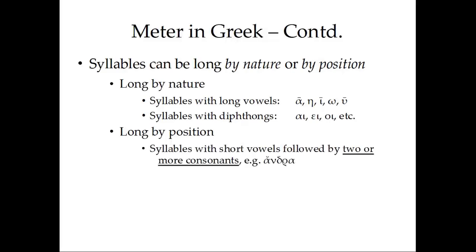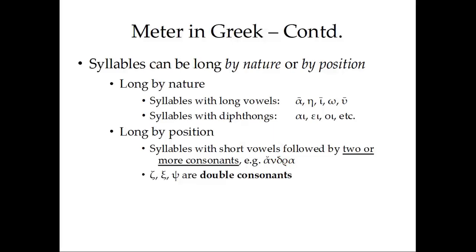Syllables with short vowels followed by two or more consonants. For instance, andra. That first alpha is actually short. It's not a long alpha, but it's followed by two or more consonants, in this case three: nu, delta, rho. So alpha actually counts as long by position. And we saw that analyzed as long in the previous verse that we saw from Homer.